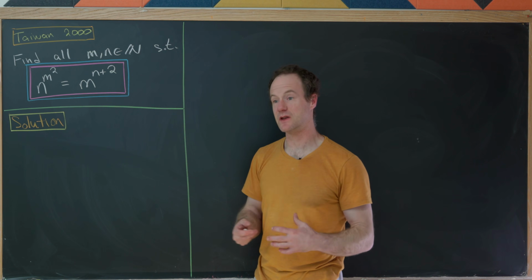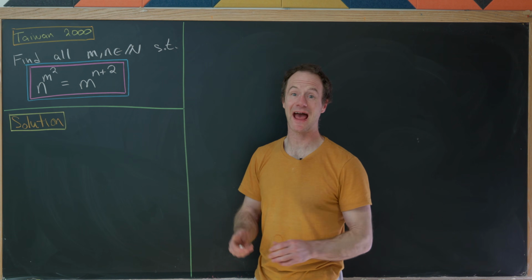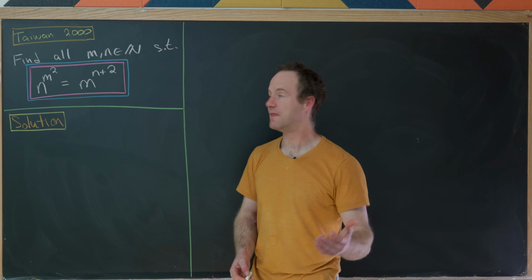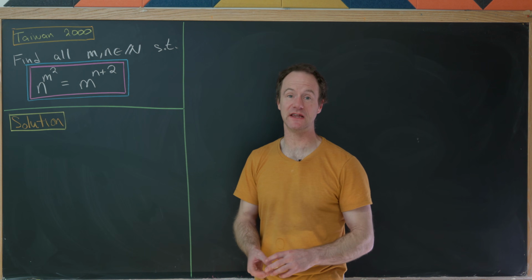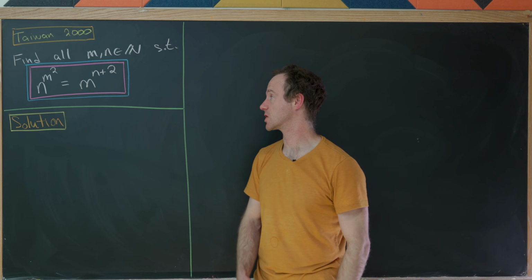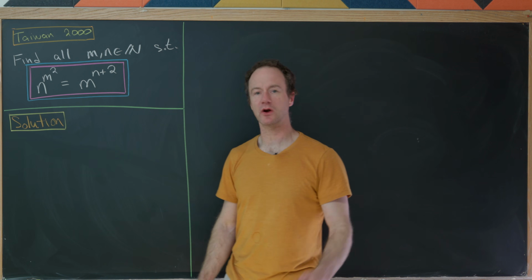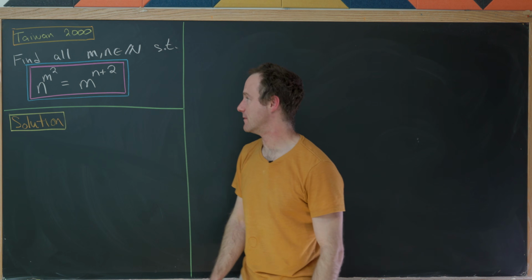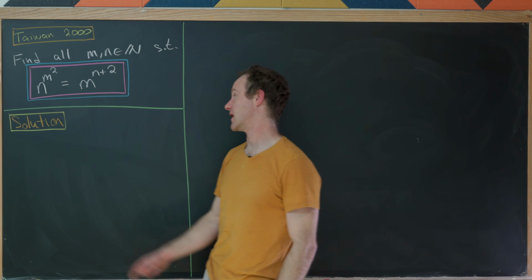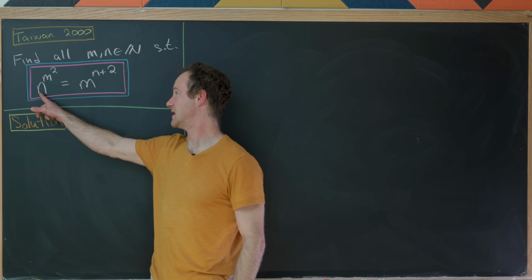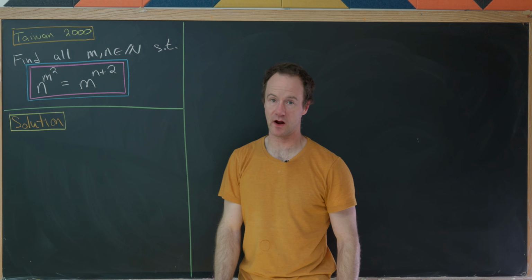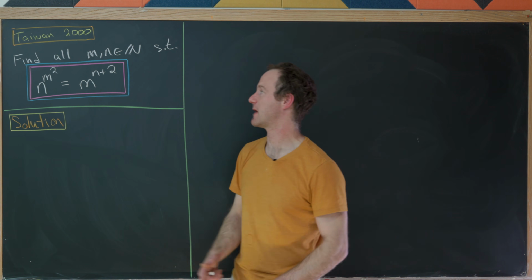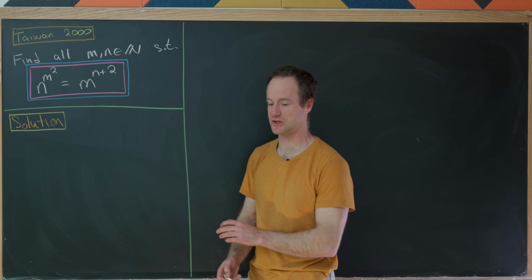Today I've got a nice number theory problem involving an exponential equation. And this one comes from a Taiwanese math Olympiad from the year 2000. So our goal is to find all natural numbers m and n satisfying this equation. We have n to the power of m squared is equal to m to the power of n plus 2.